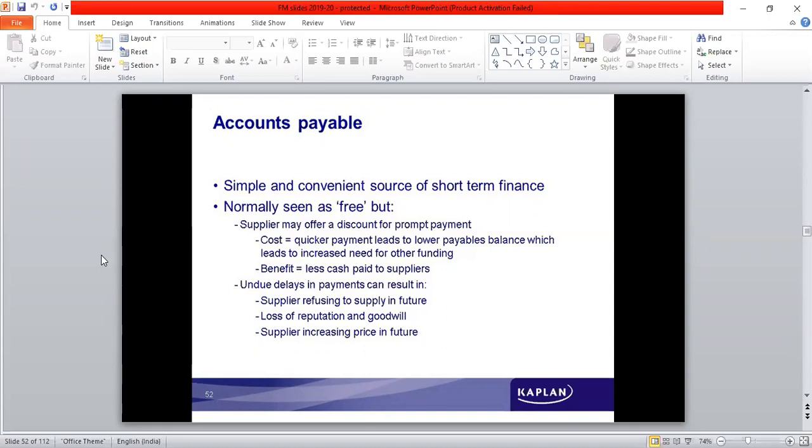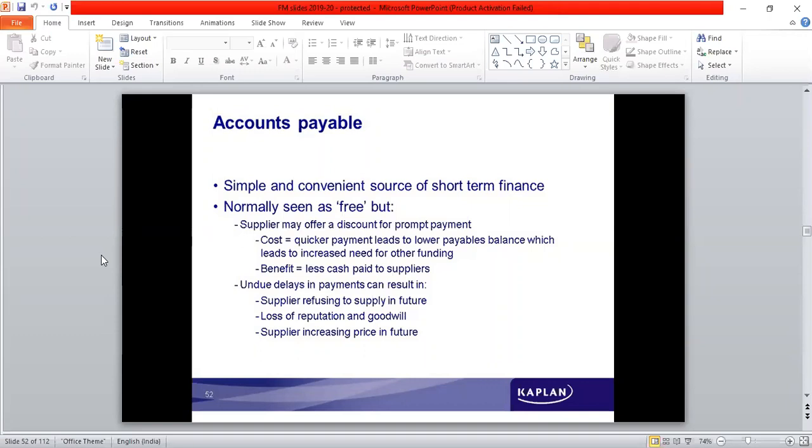In that case the easy way to get the credit facility is the facility which is extended by the supplier. From the supplier, they can get this form of credit, a simple and convenient source of short-term finance. It is normally seen as free, but there are certain features associated with that.